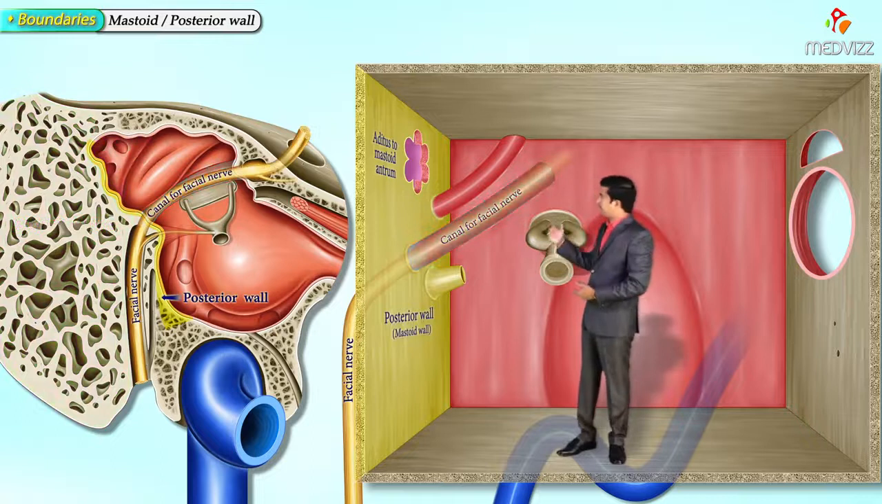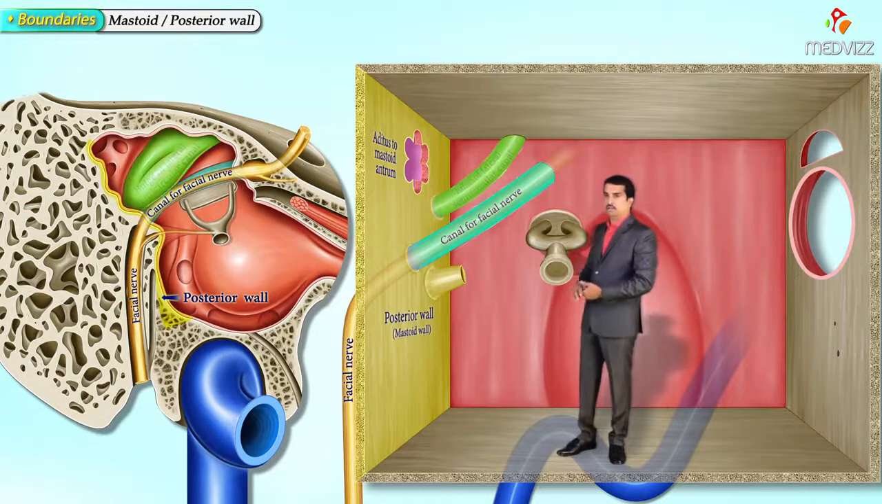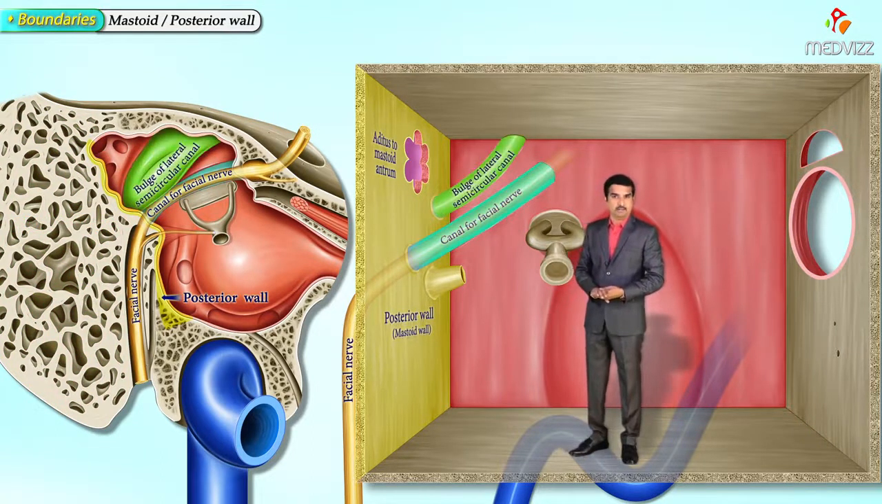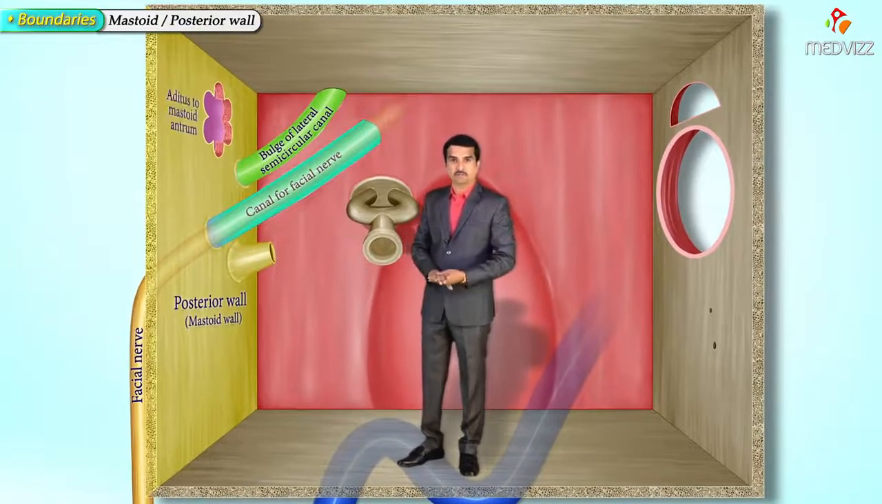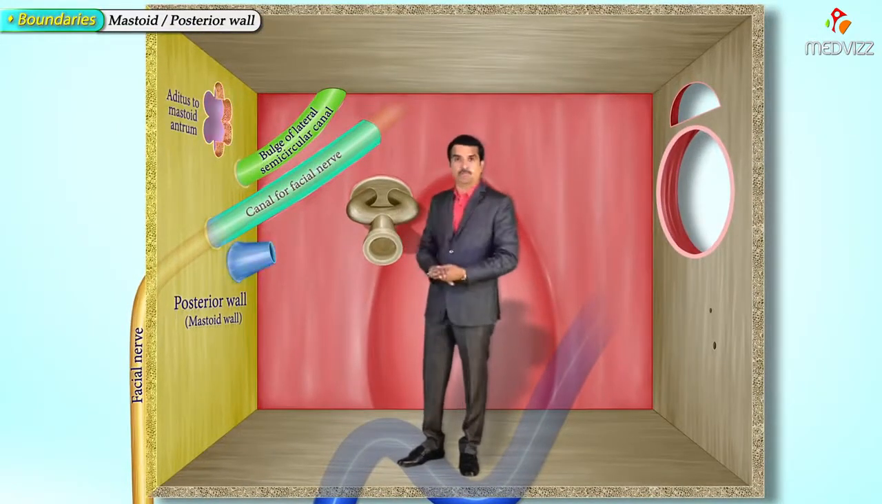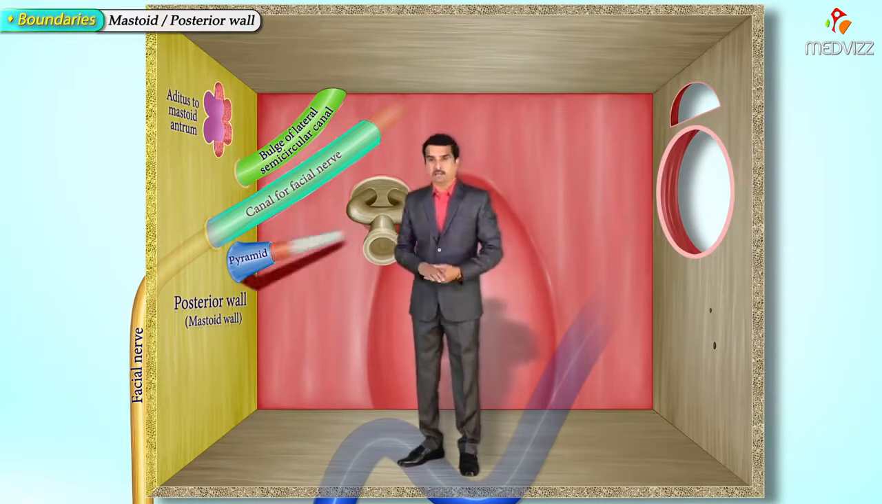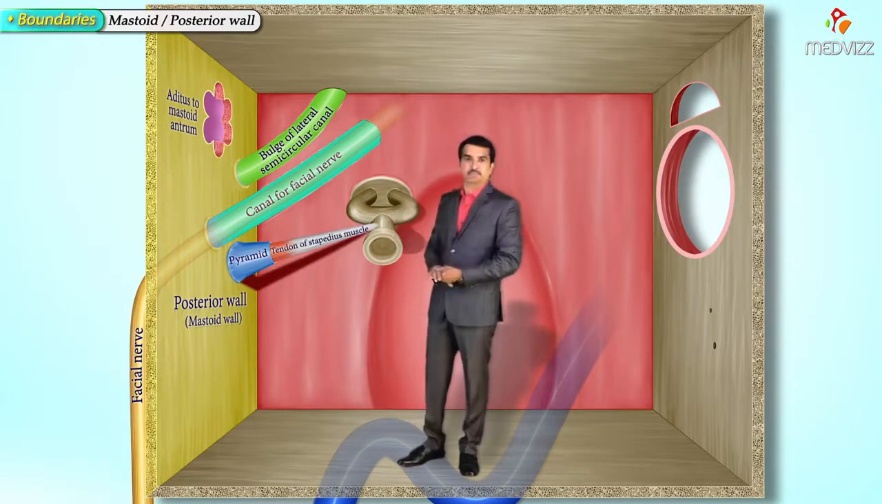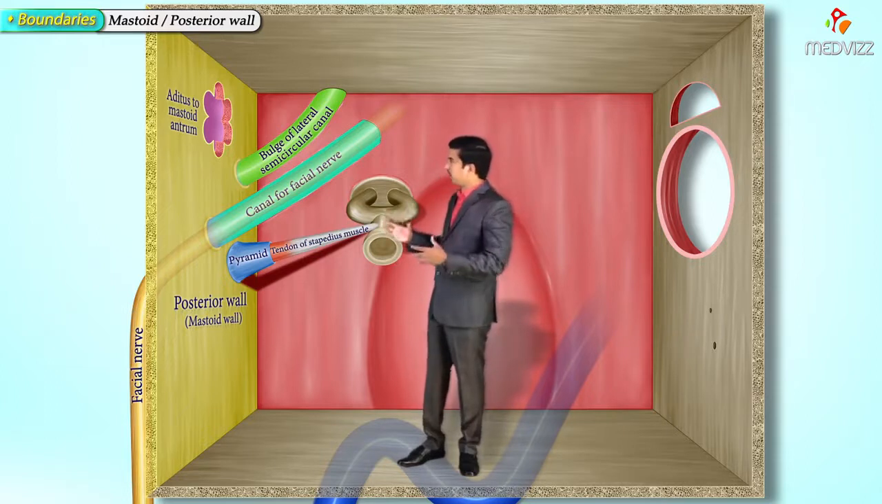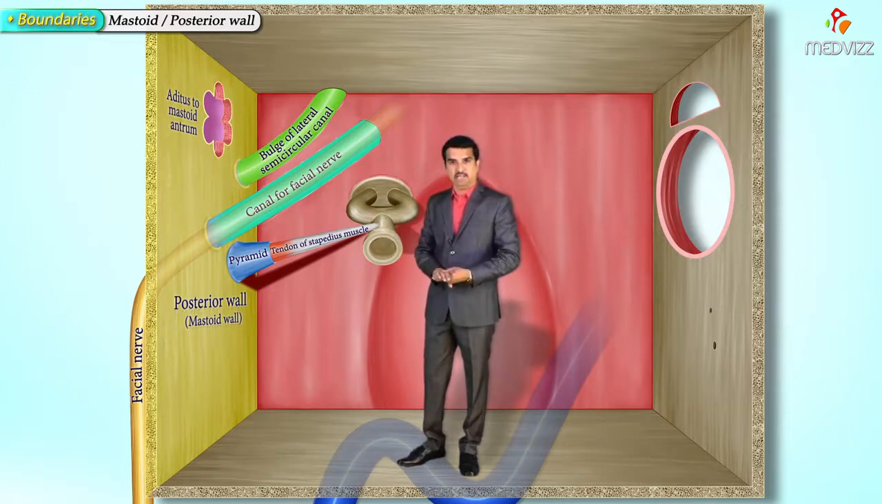Above this particular canal we can see the lateral semicircular canal, and below the aditus there is a hollow conical projection called the pyramid, which is perforated by the tendon of the stapedius muscle. These are the structures we can identify on the posterior wall of the middle ear cavity.